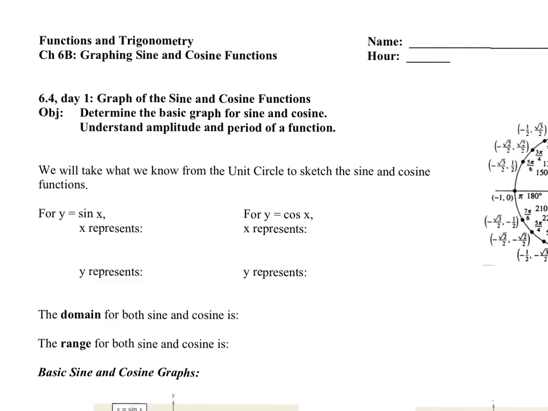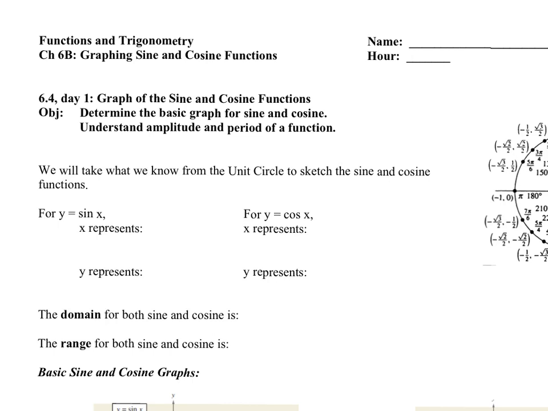The second part of Chapter 6 is all about graphing. We're going to focus specifically on sine and cosine functions, although there are graphs for the other four trig definitions. In this lesson, we're going to look specifically at how sine and cosine are formed, and then as we progress through the chapter, we'll look at transformations.